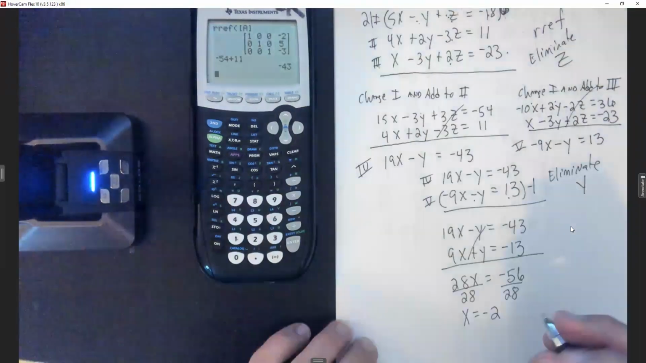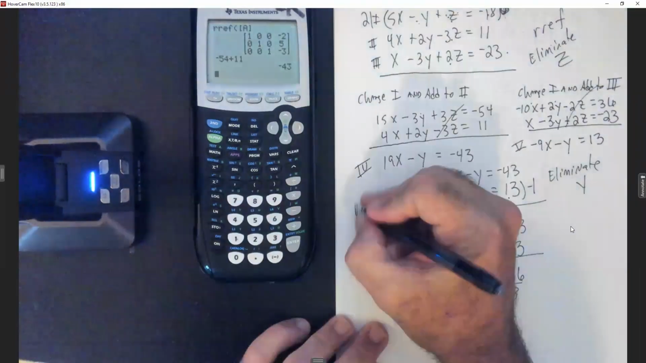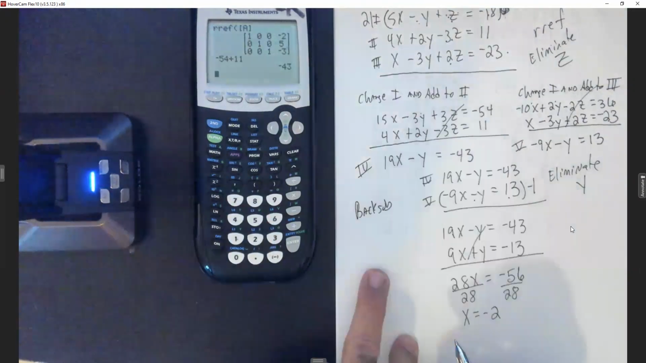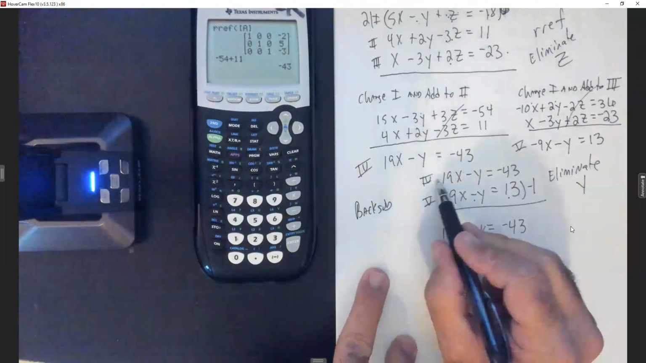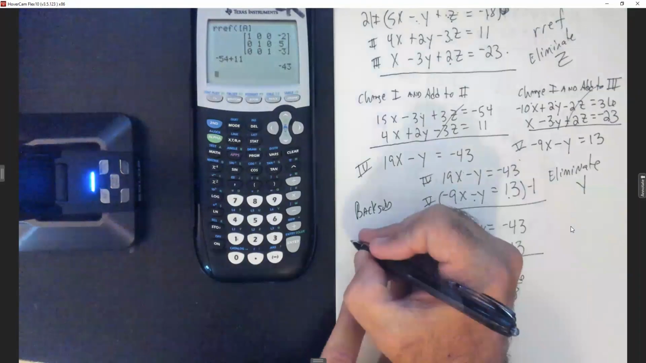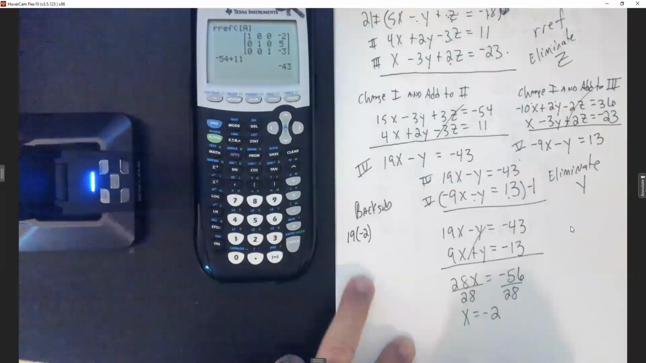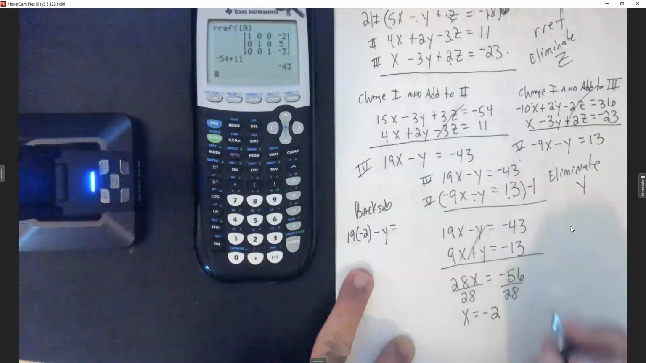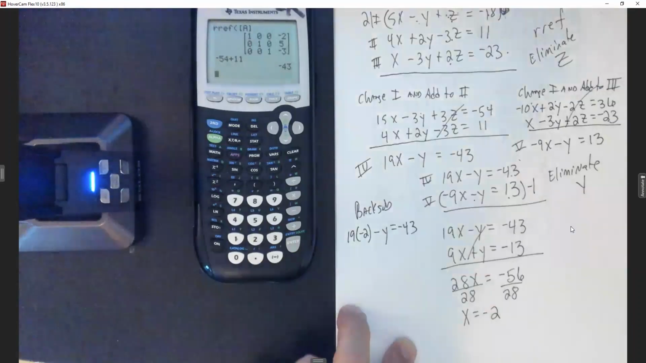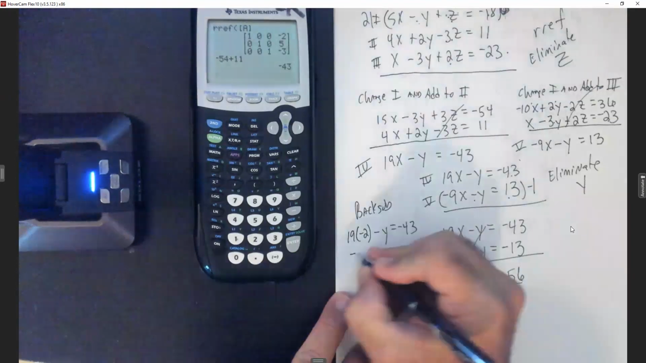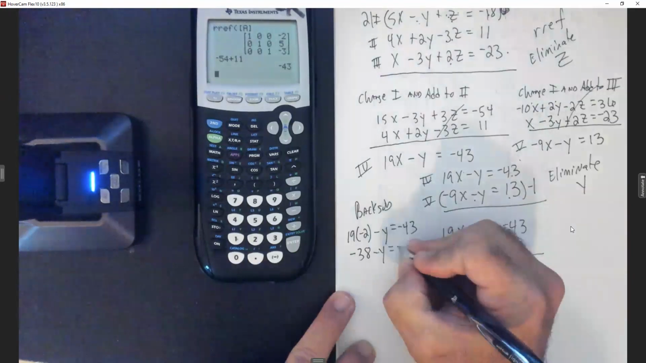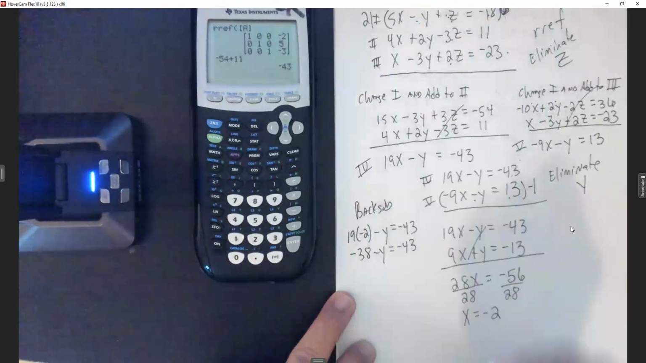All right, so back substitute that negative 2. So I'm going to take one of these 2 equations and put a negative 2 in for the x. So I'm just going to use this one. So I got 19 times x, which is negative 2, minus a y has to equal negative 43. All right, so here we go. 19 and negative 2 is a negative 38 minus y equals negative 43. I would add 38 to both sides.